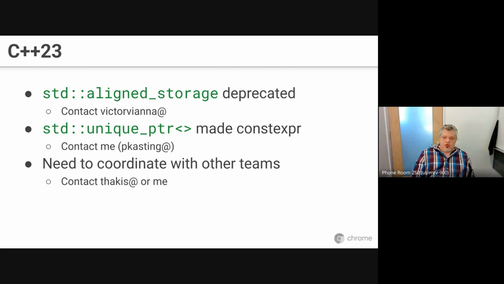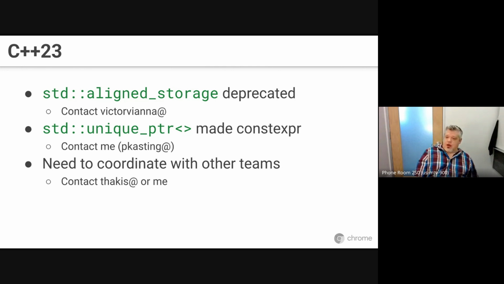There are a couple things that we would need to do in order to go ahead and move to C++23. They deprecated aligned storage, which we've already removed from all of Chrome, but is still present in some of our dependencies. Victor Viana has been doing awesome work, slowly knocking those out of dependencies and then rolling them from upstream. So contact him if you happen to want to help with that.